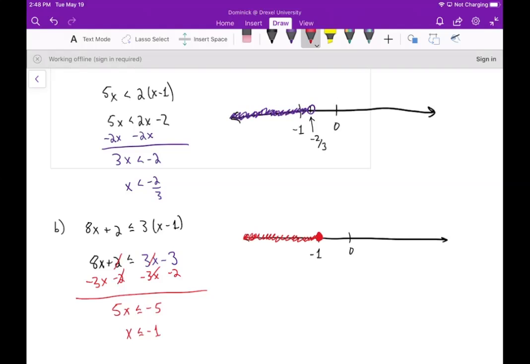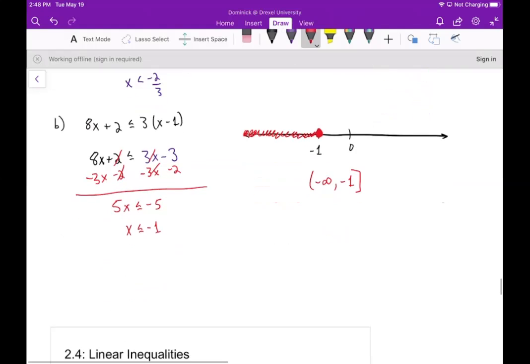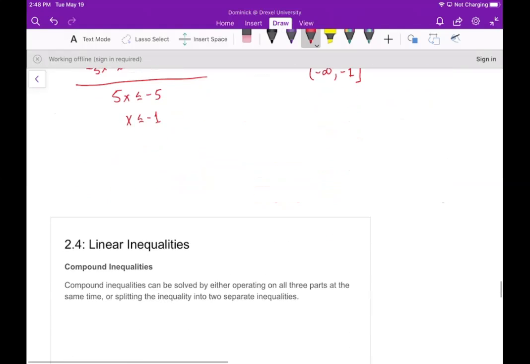Okay, so our answer is going to look something like that. And again, in interval notation, this one would look like -infinity to -2/3, and this one would get a parentheses because we're not including the -2/3. And then, of course, this one, -infinity to -1, but we do want to include it, so we have a bracket on here. Okay, so that's solving linear inequalities.